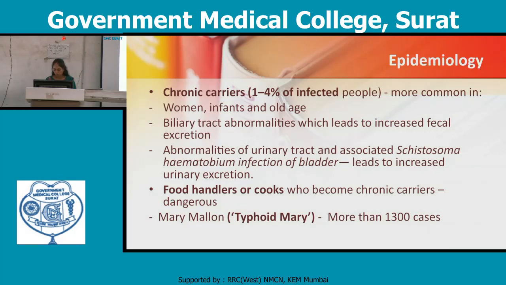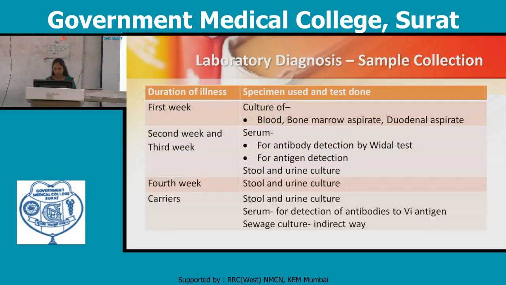Now, laboratory diagnosis. First, sample collection. Duration of illness: in the first week, the specimen should be culture of blood, bone marrow aspirate and duodenal aspirate. In the second and third week, serum for antibody detection by the Vidal test, and antigen detection. Stool and urine culture. Fourth week: stool and urine culture. Carriers: stool and urine culture, and stool for detection of antibodies to Vi antigen.